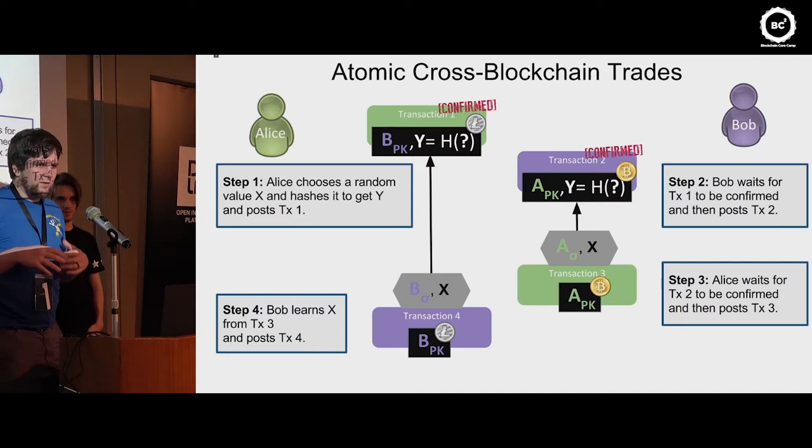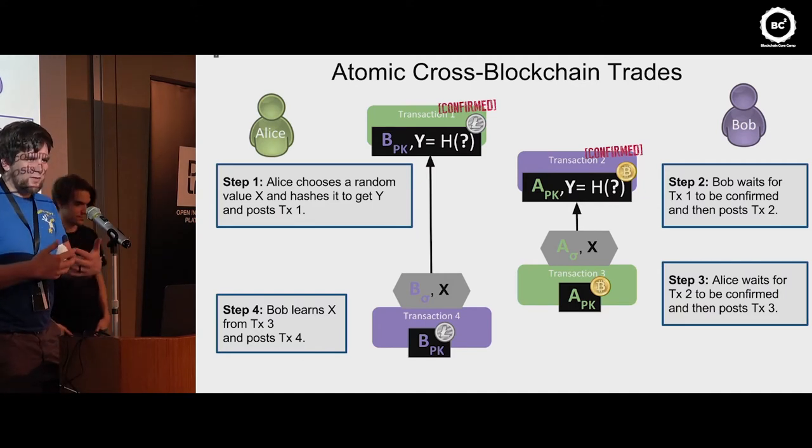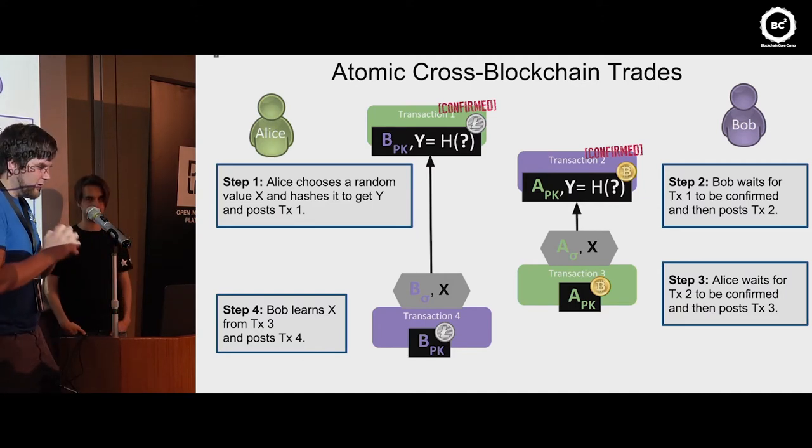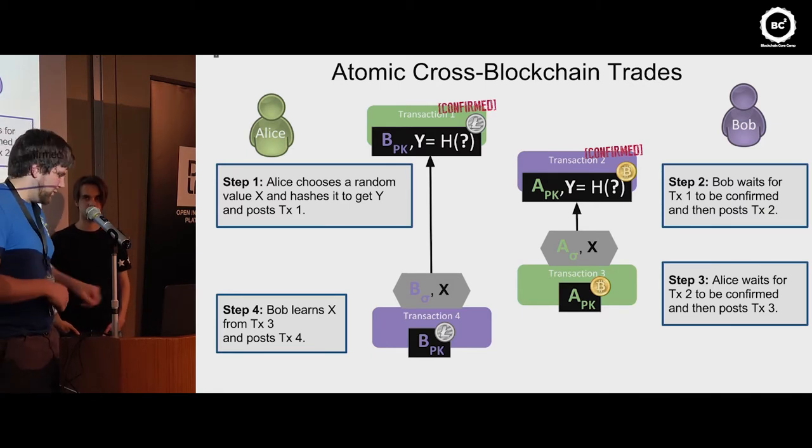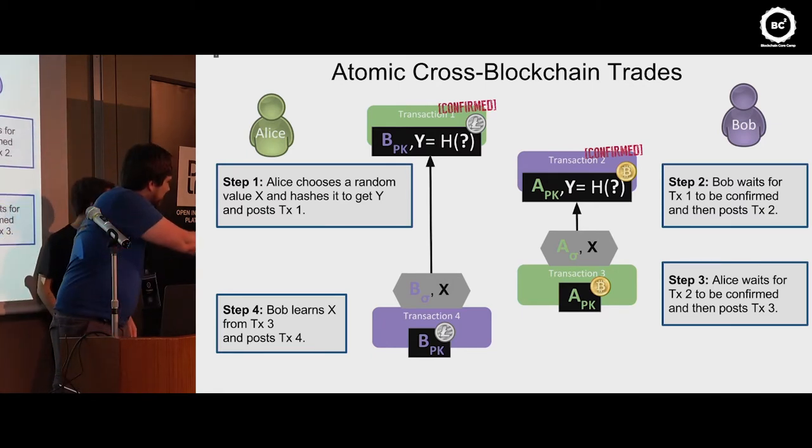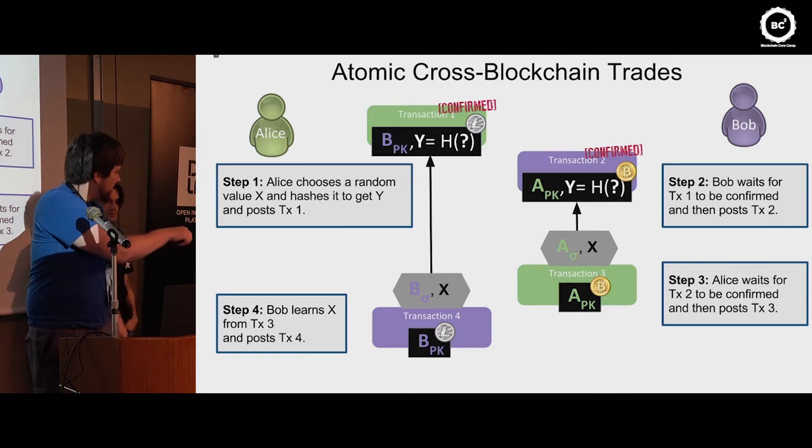Let me see if I understand your attack correctly. So the attack would be Alice posts transaction 3, and then knocks Bob offline.